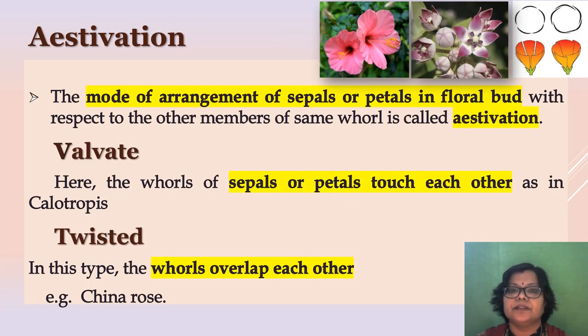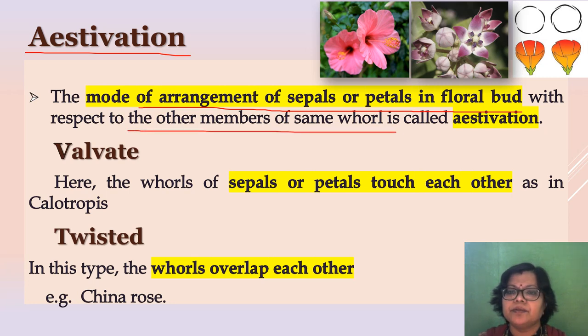Now aestivation. Aestivation is very important. What is aestivation? What does it mean? The mode of arrangement of the sepals and petals in the floral bud with respect to the other members of the same whorl is called aestivation. That is the arrangement of the sepals and petals in the floral bud.